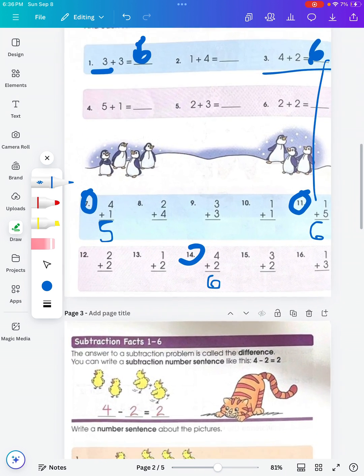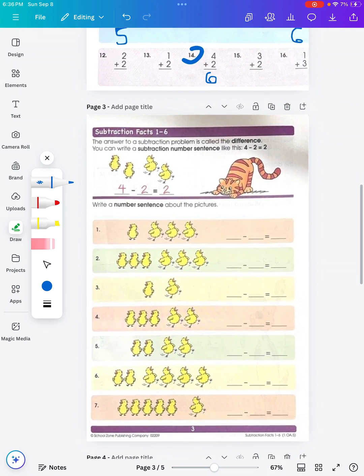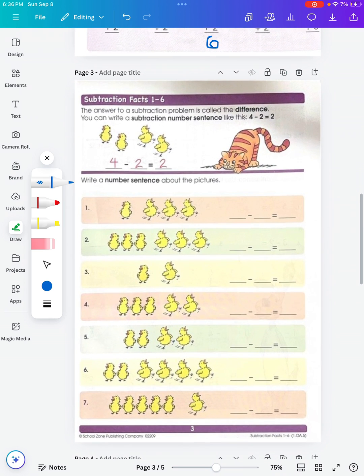Okay, page number 3. This one's the same thing as page number 1, but just subtraction this time. The answer to a subtraction problem is called the difference. You can write a subtraction number sentence like this: 4 minus 2 equals 2. Since there are 4 chicks in total, but we see 2 are leaving, so we will put minus 2.